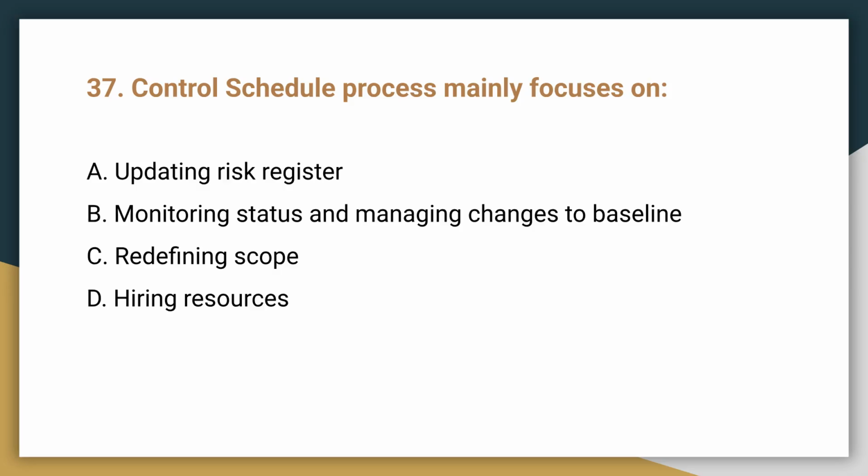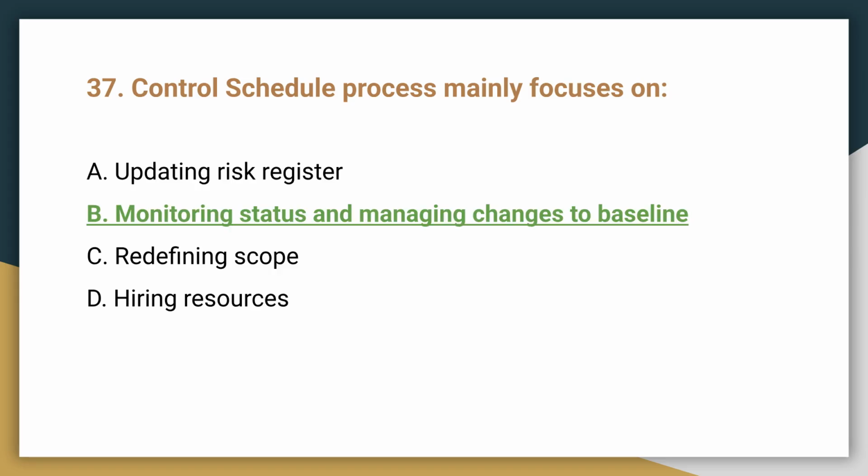Question 37. The control schedule process mainly focuses on. The correct answer is B, monitoring status and managing changes to the baseline. This process tracks progress and controls deviations from the approved schedule.